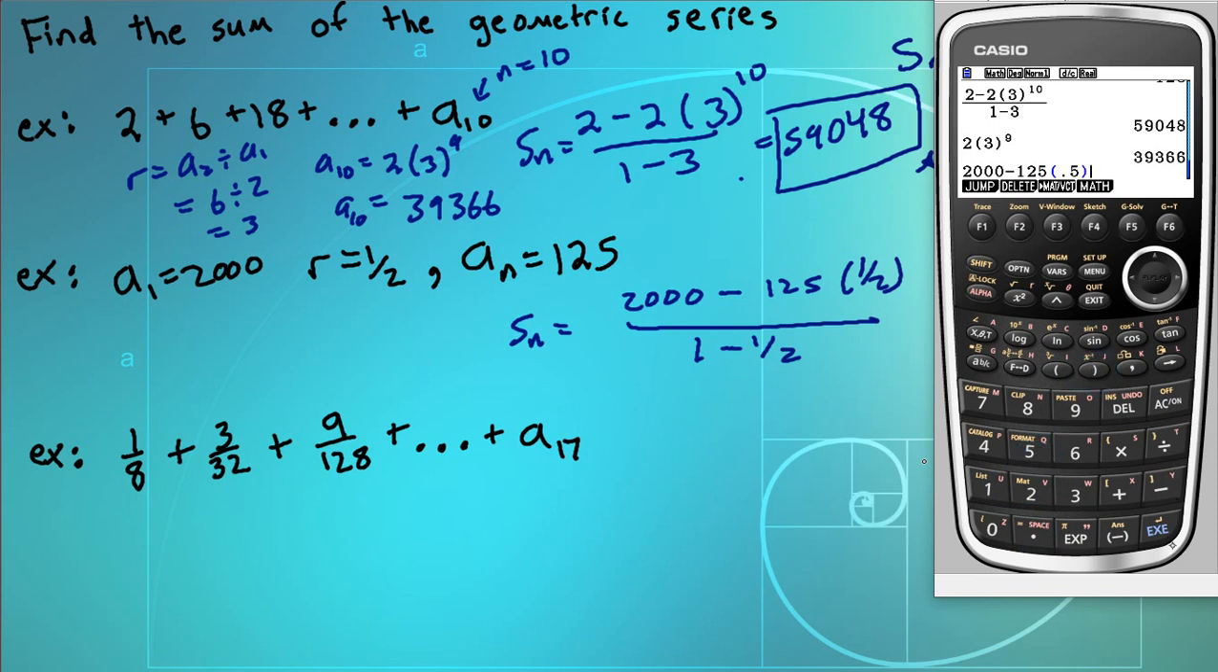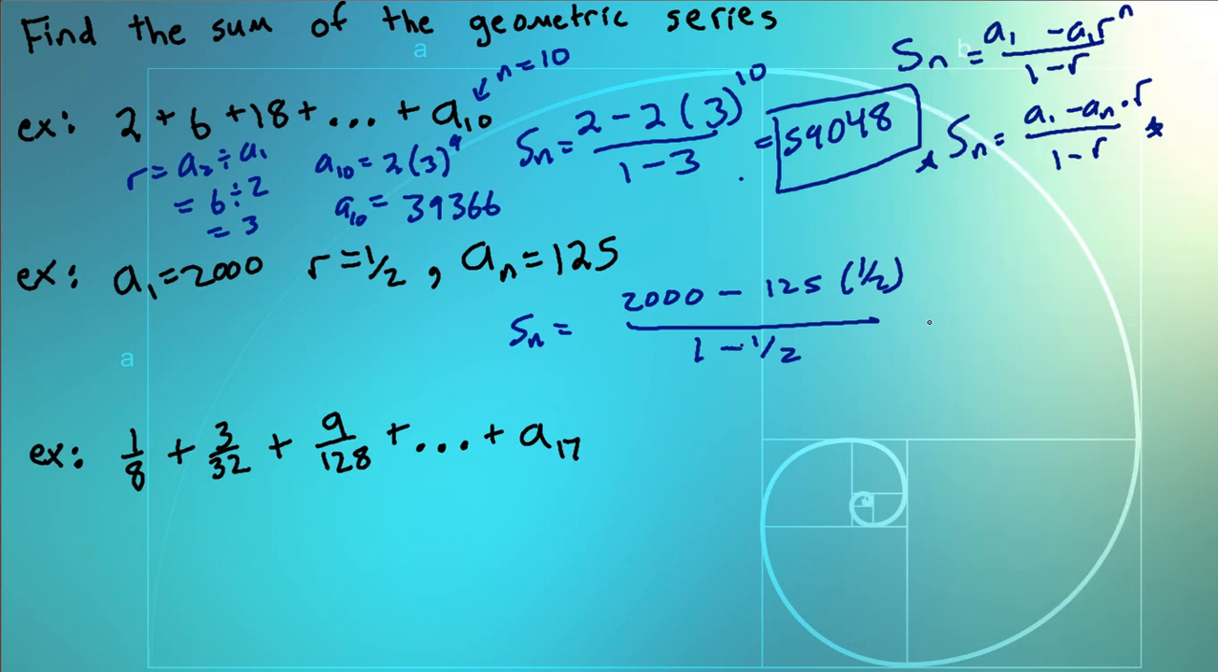Okay, so I typed that in. Now I'll divide that by the quantity, 1 minus a half. And we get 3,875.